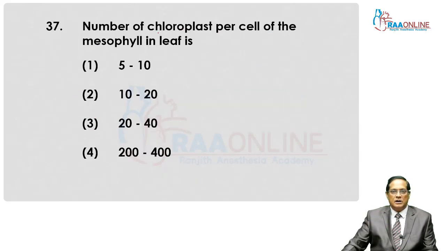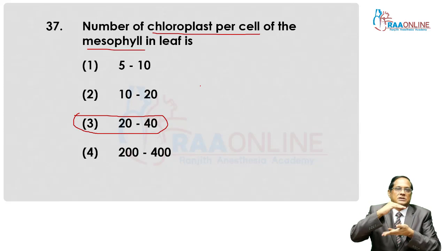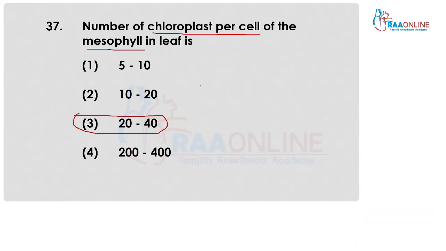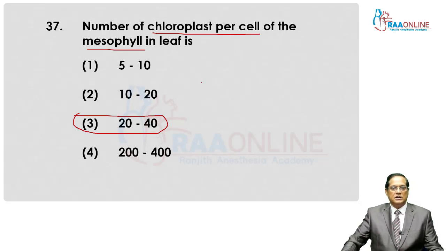37th, number of chloroplast per cell in the mesophyll cell. This is a data based question and this is the answer: in the mesophyll cell, number of chloroplast is 20 to 40. And what is mesophyll cell? That is the tissue present between the two epidermis of a leaf. I have already taught this in the anatomy section. It is chlorenchymatous, that is parenchyma with chloroplast.